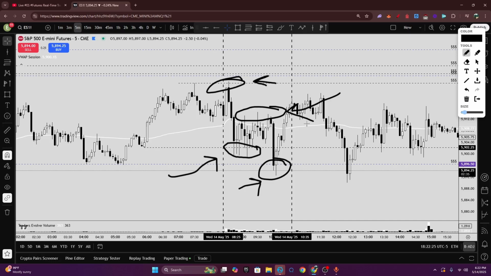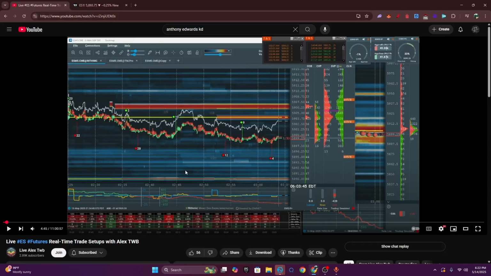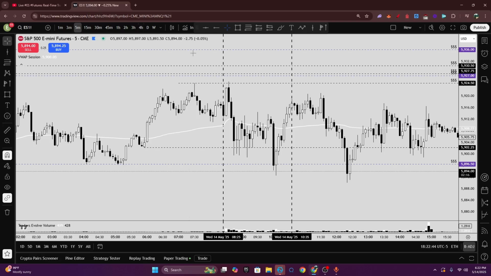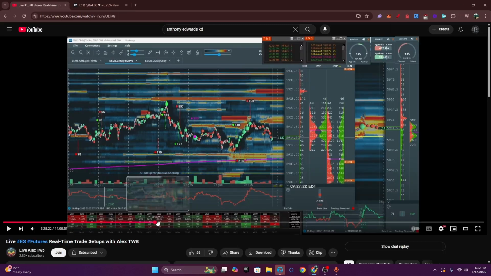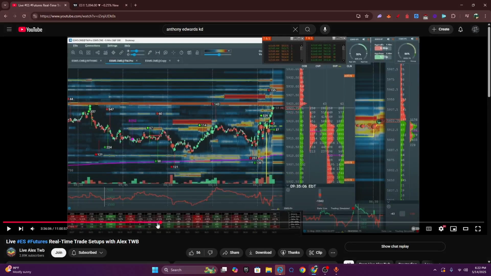So let's go ahead and get into it by starting off with this level right here, right around market open at 8:35. Let's go to the Live Alex Think with Bookmap YouTube channel. Great resource. I highly recommend you guys take a look at it. We will be going to that 8:30 to 8:35 time period, CST of course, and see what happened there.